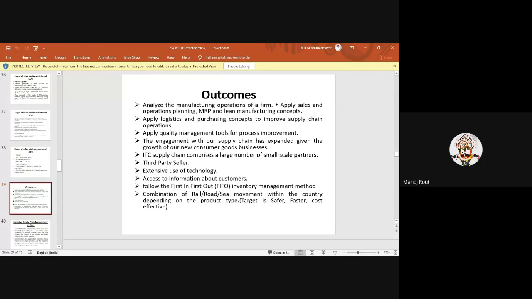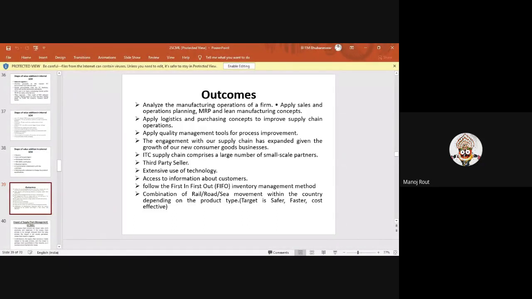Apply quality management tools. The best examples are just in time, then total quality management, and quality function deployment. These tools should be implemented. You can say that is the Kanban policy. Then the Poka-Yoke tool should be used in case of process improvement.